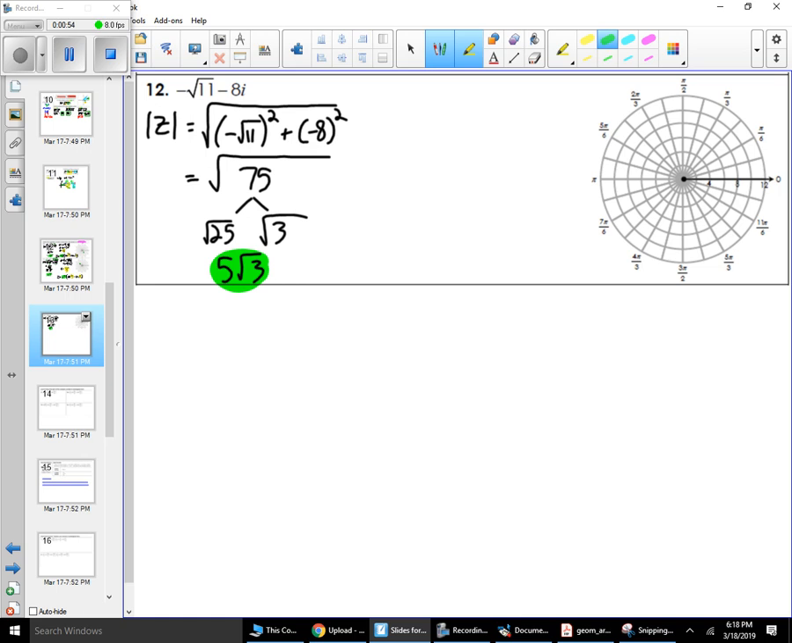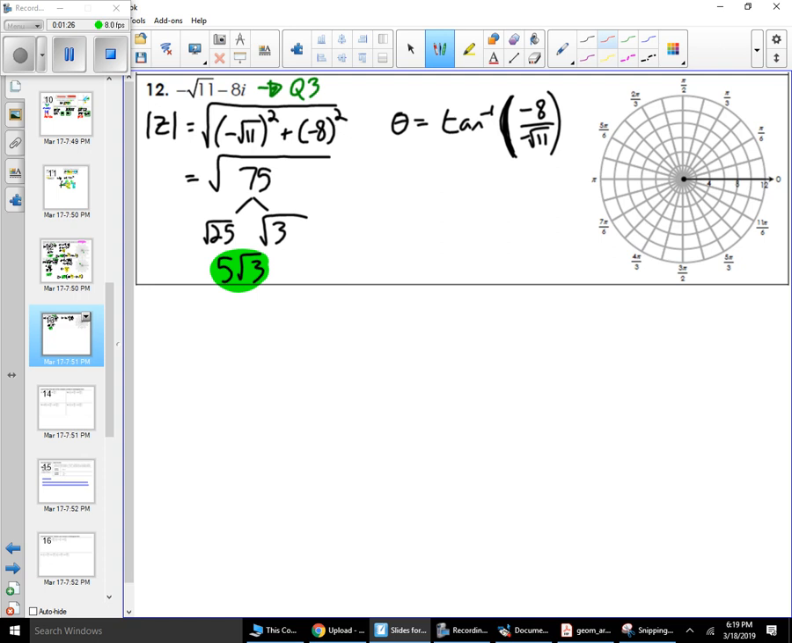The issue is going to be with our angle. You can try as hard as you want. Theta, again, is tan inverse of y over x. You will not be able to find negative 8 over negative root 11 on a unit circle. So this is where we want to be careful. Both the real and imaginary parts are negative, so we want a quadrant 3 angle.